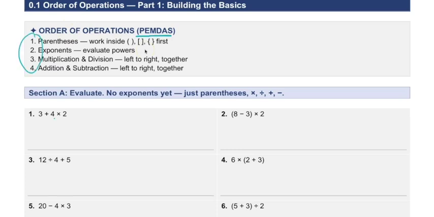In this first example, we're going to multiply 4 and 2 first to get 8. 3 plus 8 is 11. Over here, we have parentheses. So we do that first. So 5, that's 5 times 2, that's 10.